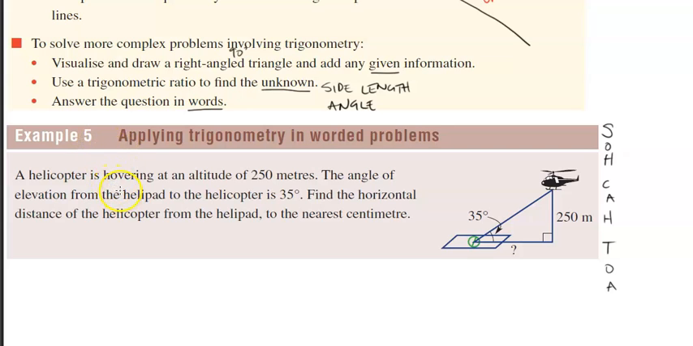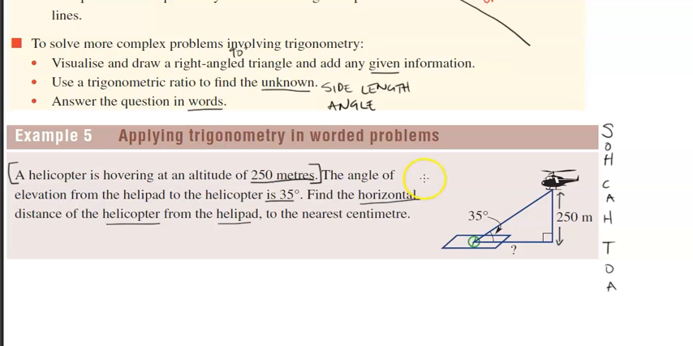A helicopter is hovering at an altitude of 250 meters. The angle of elevation from the helipad to the helicopter is 35 degrees. Find the horizontal distance of the helicopter from the helipad to the nearest centimeter. Okay, there's some information that we have to dissect here. The first thing we know is that the helicopter is hovering at an altitude of 250 meters, meaning it's just flying in the air here by a distance of 250 meters. So we know it's 250 meters high.